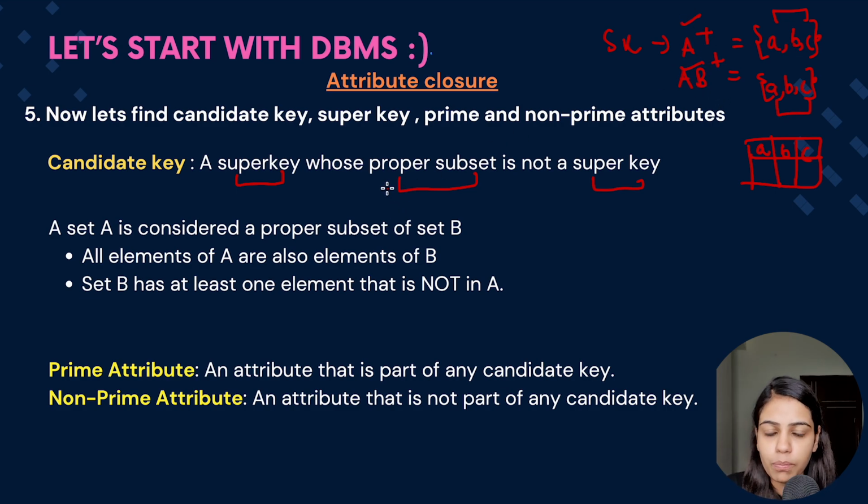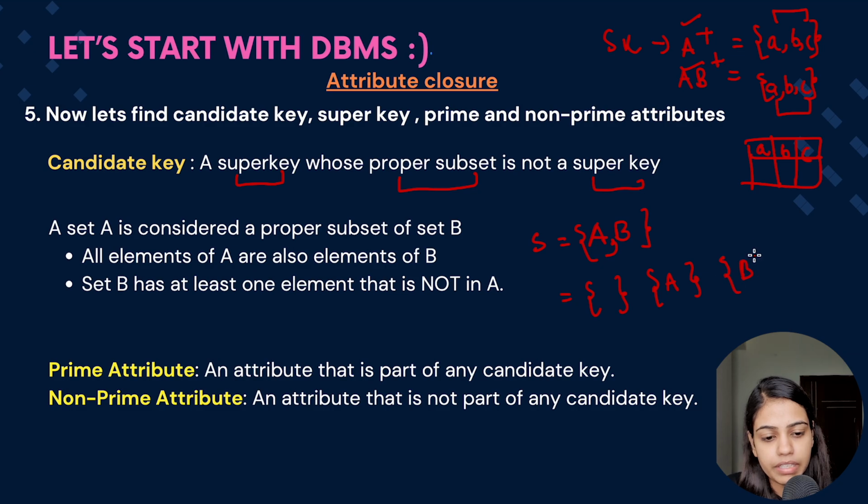Now what is this proper subset? Consider that we have a set S with elements A and B. If we want to take the subsets of this, it will have phi, A, B and AB. In a proper subset, it should have all the elements except the element for which the subset we are taking.